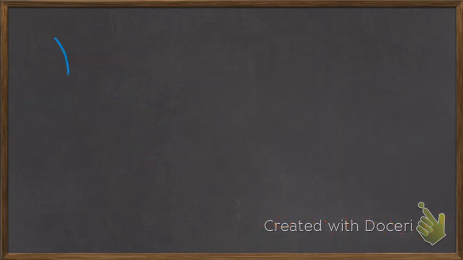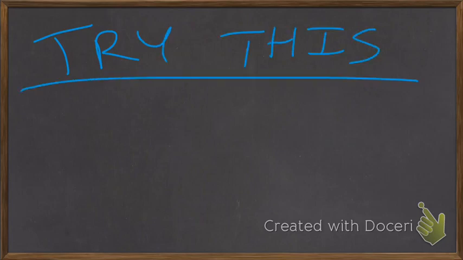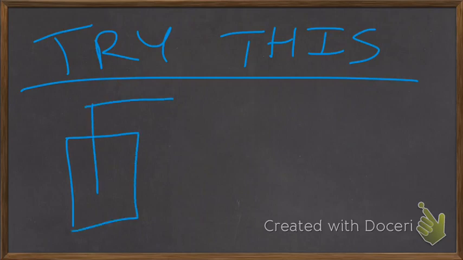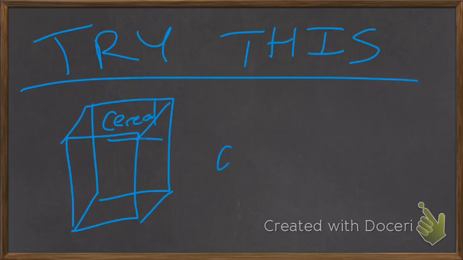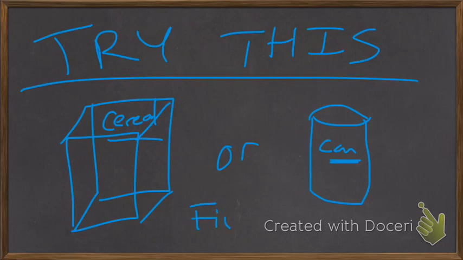So what we're going to do is we're going to try this. We want you to take either a box of cereal or some sort of can, some sort of liquid beverage from your house. A can of juice if you have juice in your cans, or cereal, or a can of whatever you got. And find the volume.